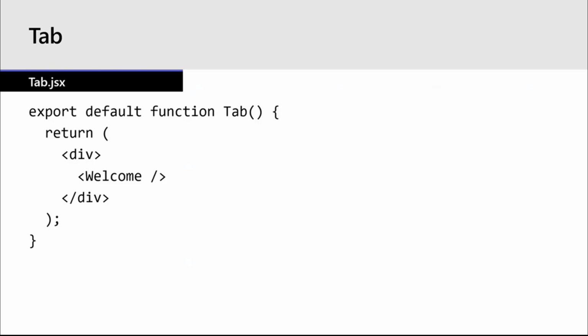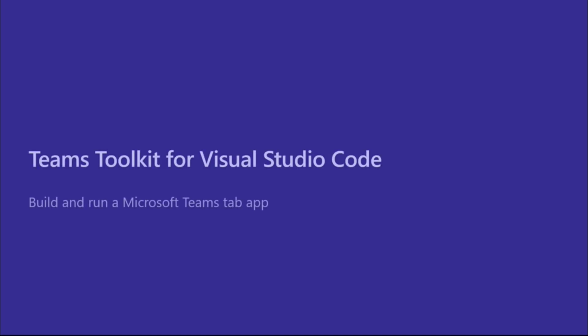Really simple. The tab is just a simple function that returns a welcome component. And that welcome component, again, can provide whatever user interface that we need. But as you're building out your tab app, this is where you're going to start. This is where you're going to start adding in your own features and user interface. So it's really lightweight in its setup.